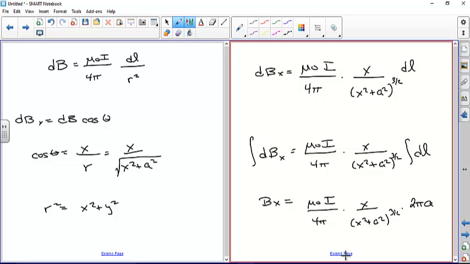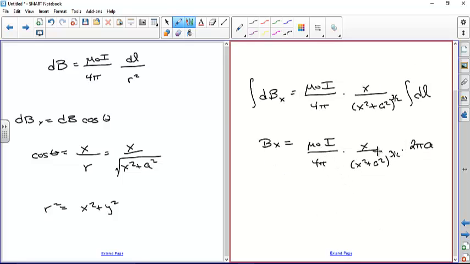So that's it. That's the function. You can see that the pi's cancel out, and the 2 over 4 becomes 1 over 2. So let's write that. So the total x component of the magnetic field at some distance x from a coil that has a radius of a is mu 0 I over 2 times x divided by x squared plus a squared to the 3/2 power times a.